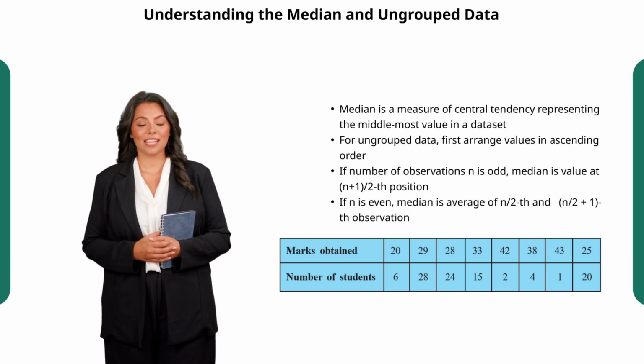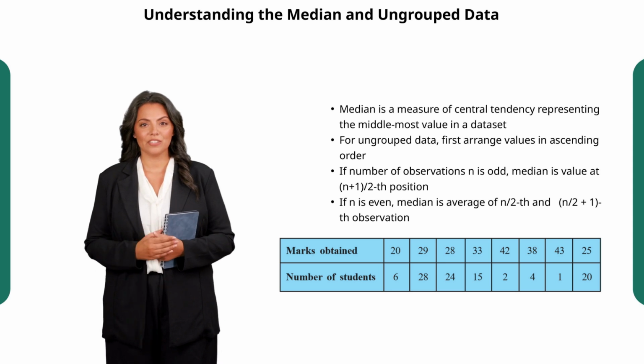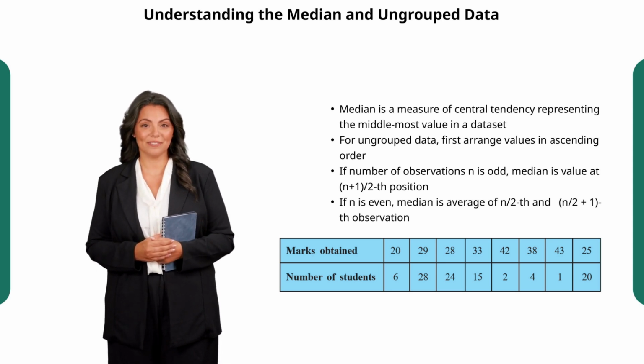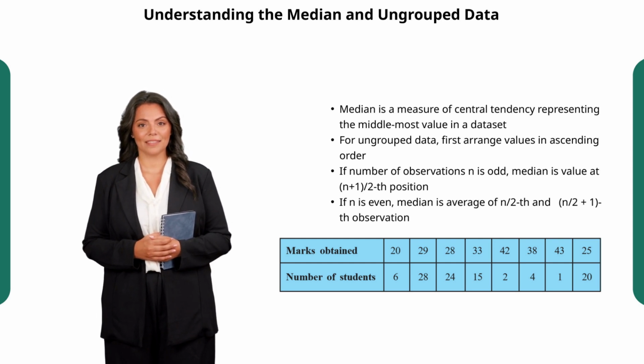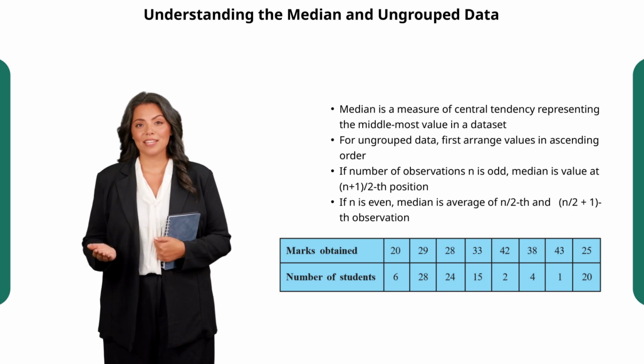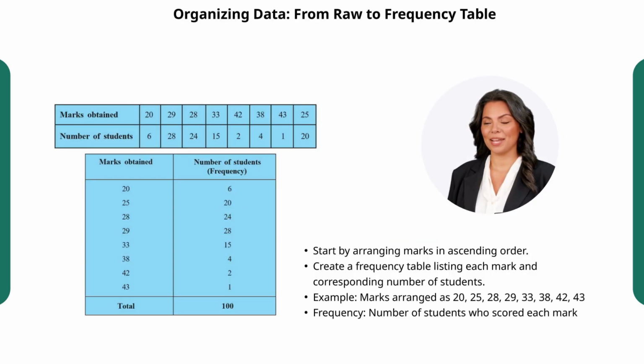Looking at the frequency table of marks obtained by 100 students on the screen, each row shows a mark and how many students scored it. This kind of data is ungrouped because individual values are listed directly. Understanding this foundation is important because today we will explore how to find the median when the data is grouped, which means data is organized into intervals. Ready to dive in? Let's first see how to organize data before calculating the median.